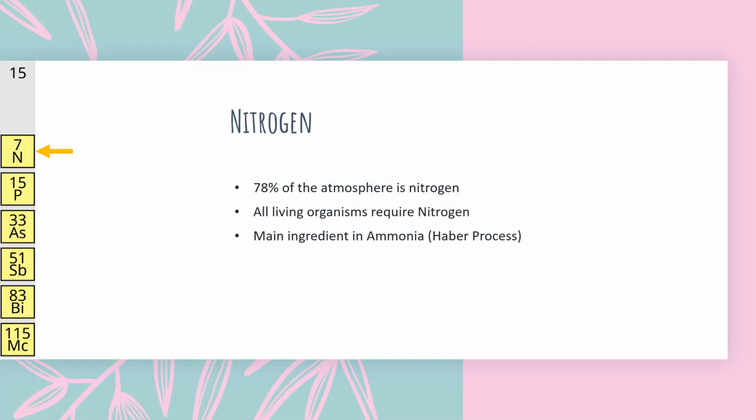The main molecule given out from the Haber process is ammonia. The Haber process is basically nitrogen and hydrogen put together under high pressures to form ammonia.